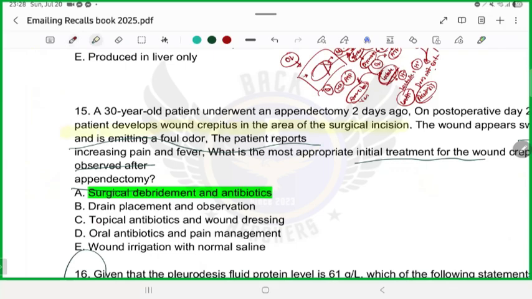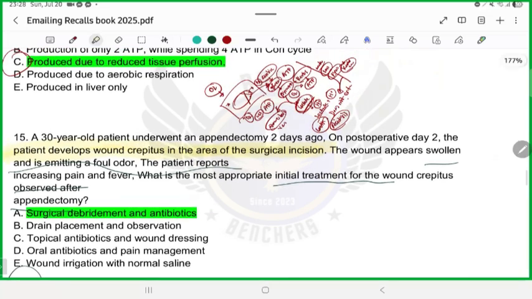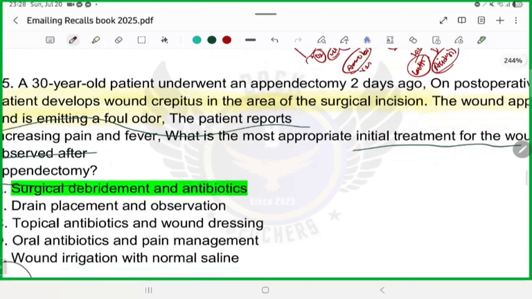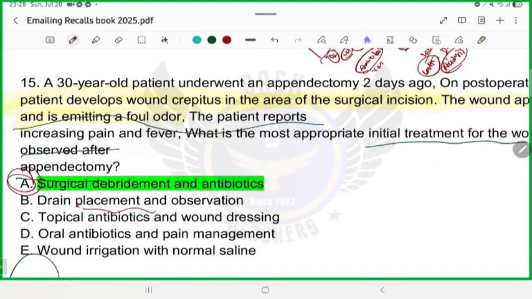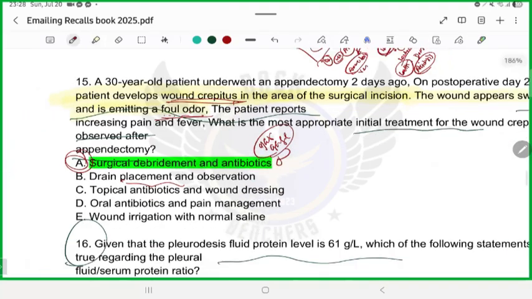Anytime a wound develops crepitus in the area of surgical incision, the wound appears swollen with foul odor, not a good sign. Increasing pain and fever, most appropriate treatment: first of all debride, and you can place a drain. Anytime you get this kind of scenario, that means it can be gas gangrene. In gas gangrene, you have to debride and give antibiotics.